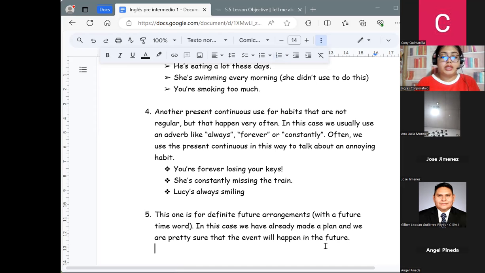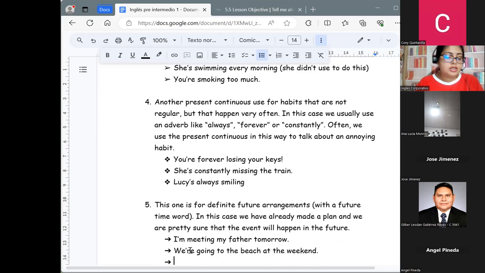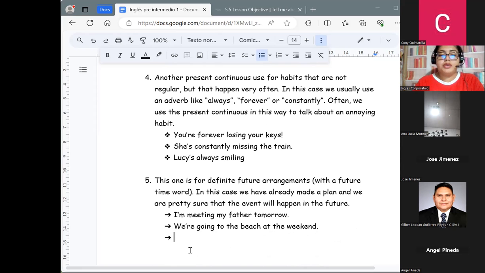And we have the examples for this last one. We have number one, I'm meeting my father tomorrow. We're going to the beach on the weekend. I mean, we're going to the beach at the weekend. And last one, I'm leaving at 3.